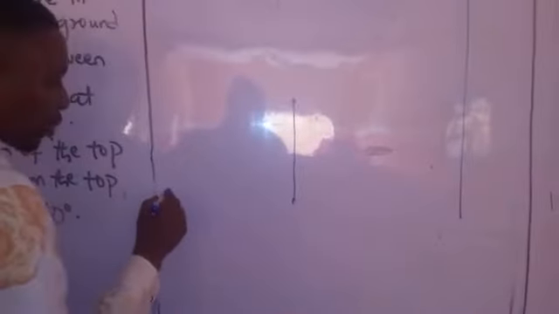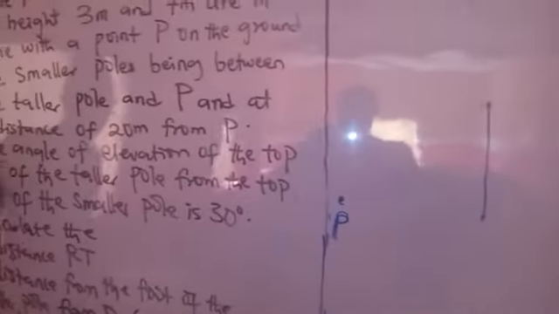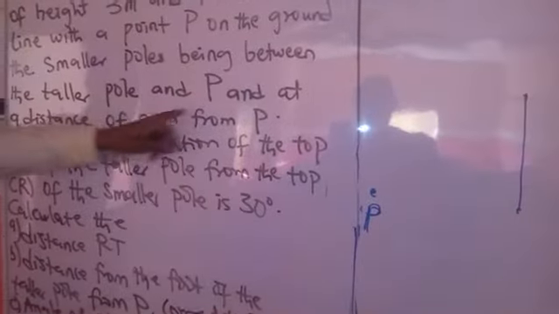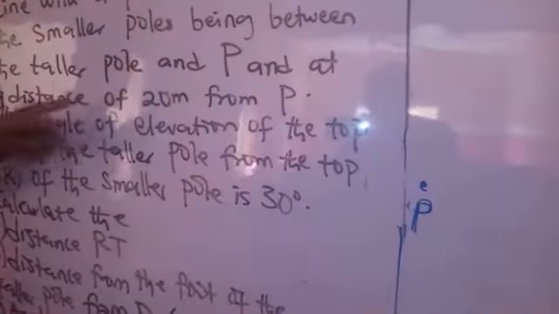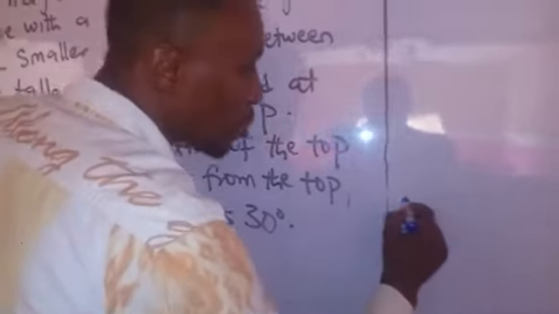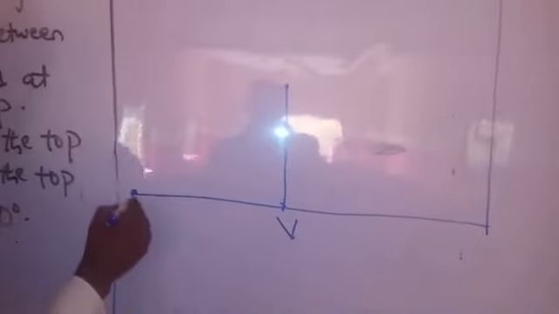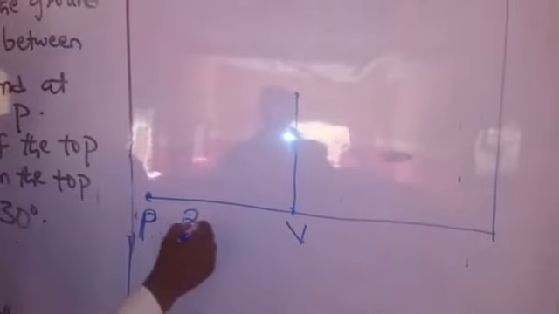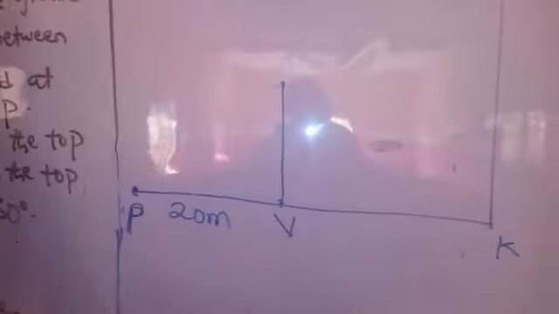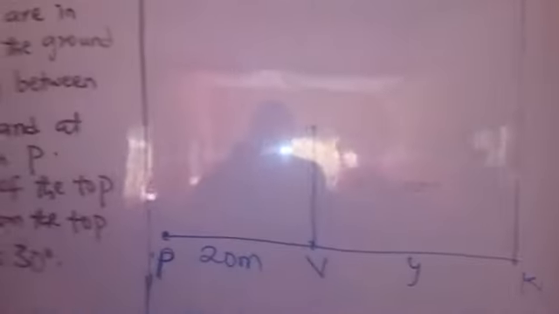And the distance from P to that of the smaller pole, because they said it here, the smaller pole being between the taller pole and P and at a distance of 20 meters. So the distance from P to that of the smaller pole is 20 meters. First of all, this is the smaller pole, so let's call here V. From P to V is 20 meters. So we can call here K. We don't know what V to K is, so maybe we'll call it Y.